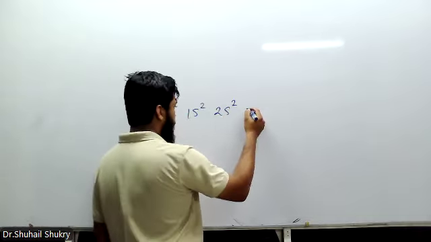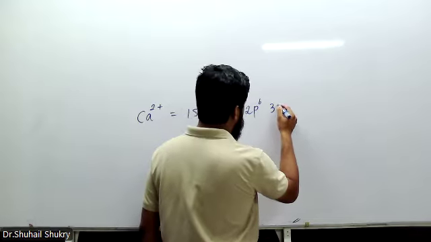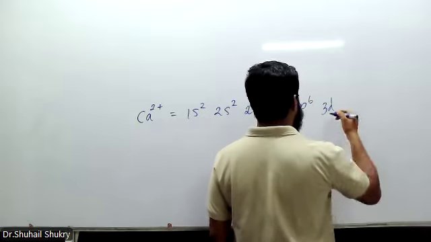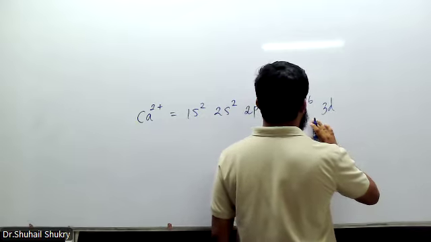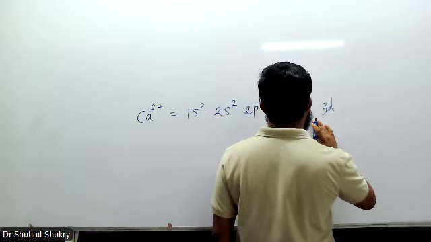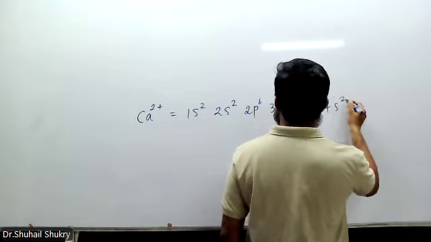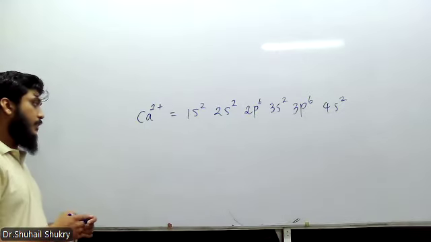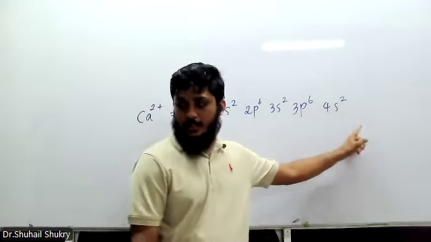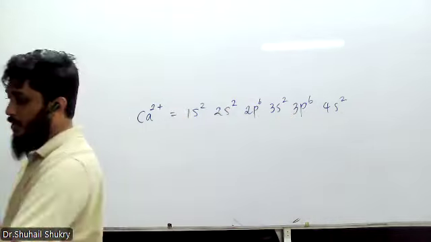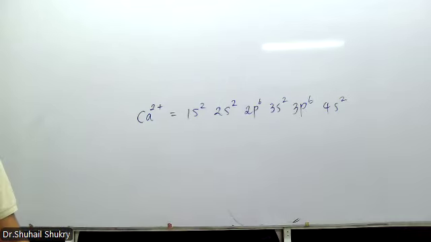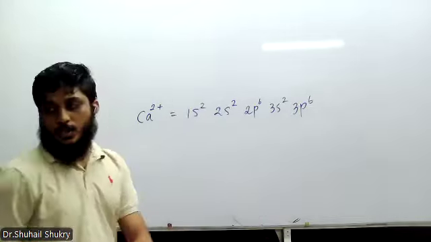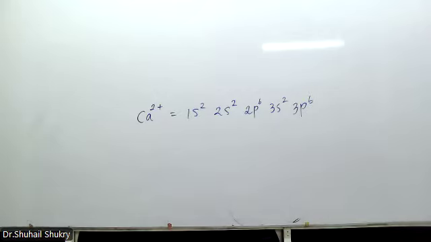Now write normal calcium, which is 20: 1s2, 2s2, 2p6, 3s2, 3p6, 4s2. So for calcium 2 plus, what will happen? They will remove the electrons. Mostly whenever they are removing electrons, they will remove from the highest energy. What is the electron in the highest energy? 4s. Therefore, they will remove these two. Got the point?